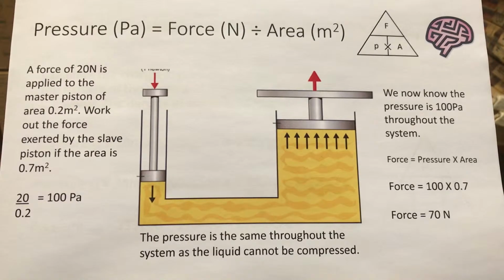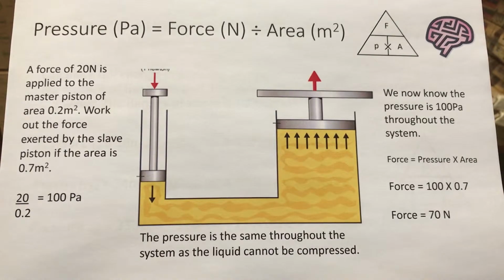Things like sharp knives are going to reduce the area, therefore increase the pressure. A pair of skis are going to increase the area, therefore reduce the pressure. Now I'm looking at a difficult question using a hydraulic system. Hydraulic systems are used in the brakes in the car, and that's the example we're going to look at.